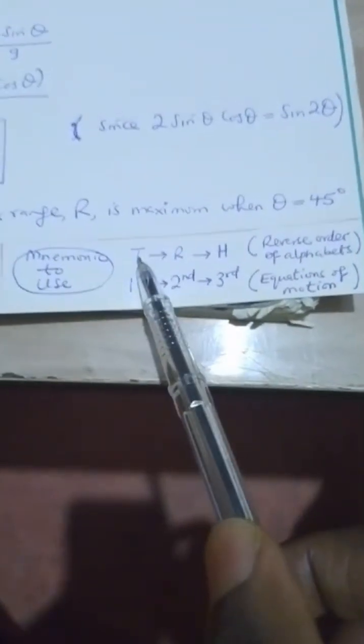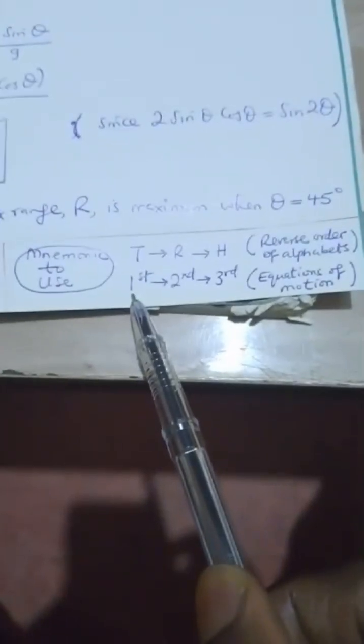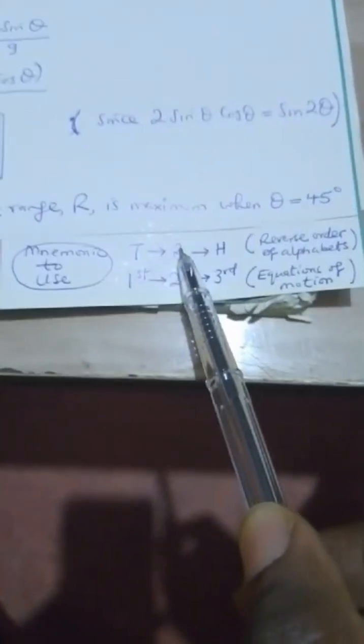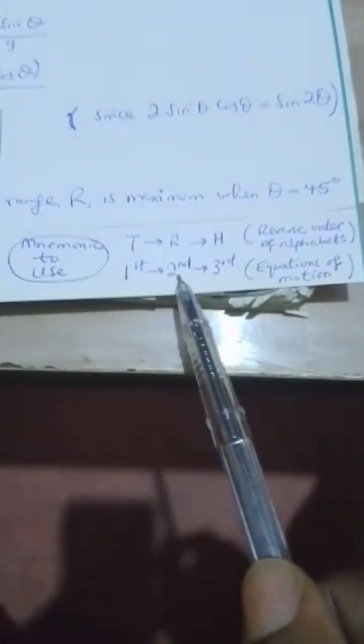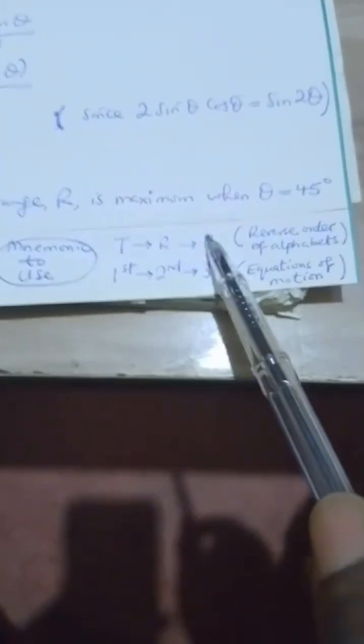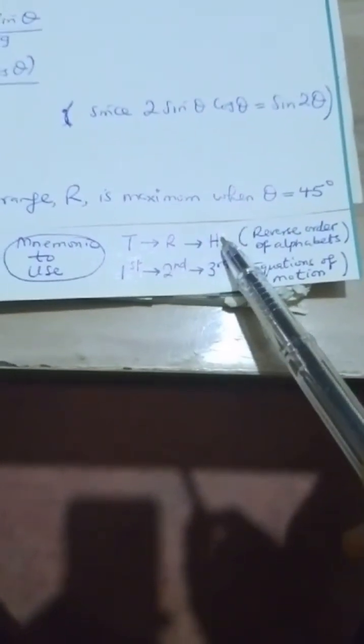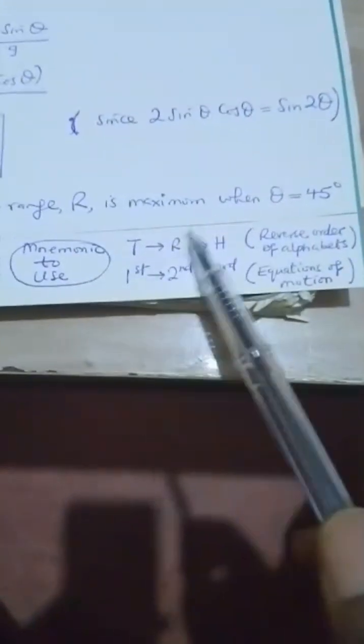Okay, so that is a mnemonic we can use to remember how to derive our expressions for projectile motion. T is for total time of flight, use the first equation of motion. R is for range, maximum horizontal distance, use the second equation of motion. And H is the maximum height, use the third equation of motion. And of course, remember where to use your vertical component, horizontal component, and acceleration due to gravity should be G.